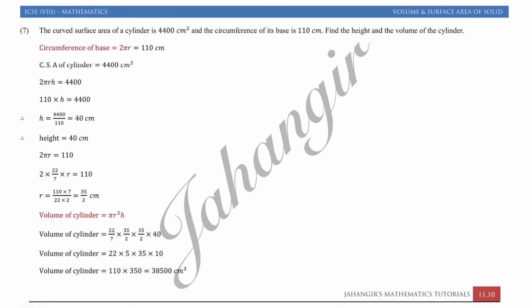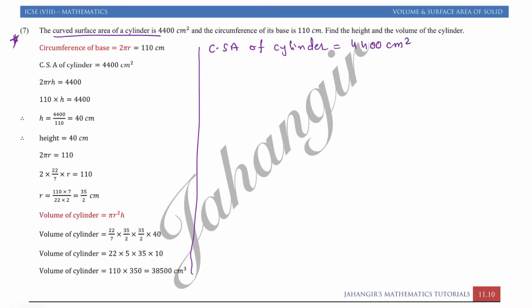Question number 7 is an important question in which the curved surface area, CSA, of a cylinder is given as 4400 centimeter square and its circumference of the base. See, base means this base, the circle. If you are talking about a cylinder, its base is always circle shape. This is a circle shape. Its circumference is given.